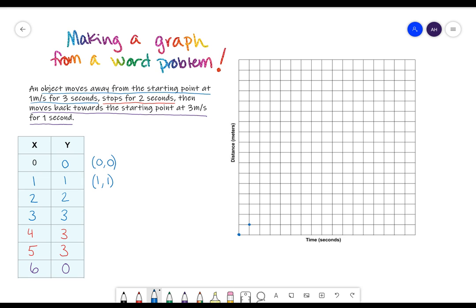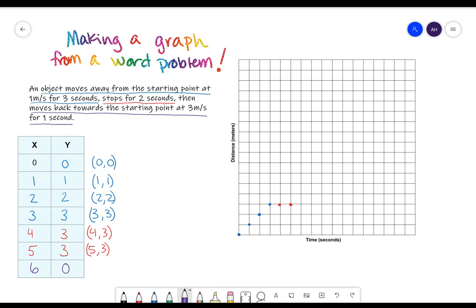And the same thing here for the next one. My coordinate point is 2, 2. So I'm going to come over to my graph. I'm going to go over 2 and I'm going to go up 2. And then the next one is 3, 3. So I'm going to come over to my graph. I'm going to go over 3, up 3. I'm going to draw my points so I know what I'm doing. My next point is 4, 3. So I'm going to go back to my graph. I'm going to go over 4, up 3. And then my next point is 5, 3. So I'm going to come over to my graph and go over 5, up 3. And then my last point is 6, 0.